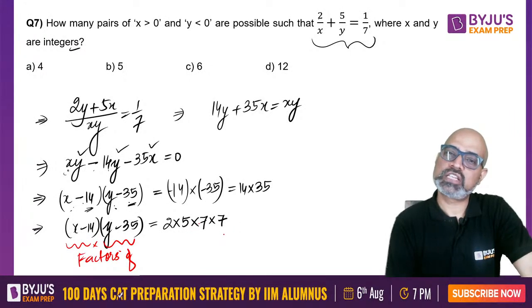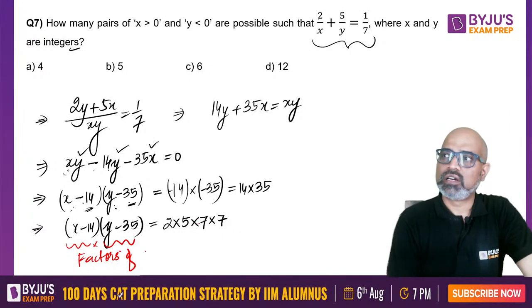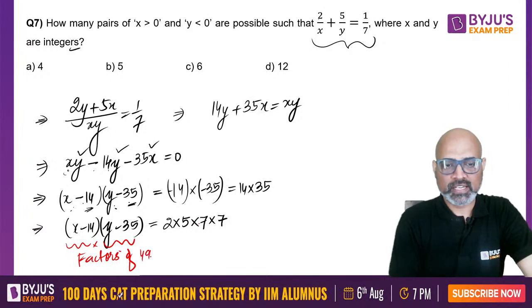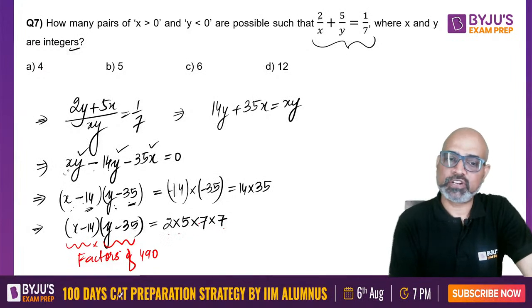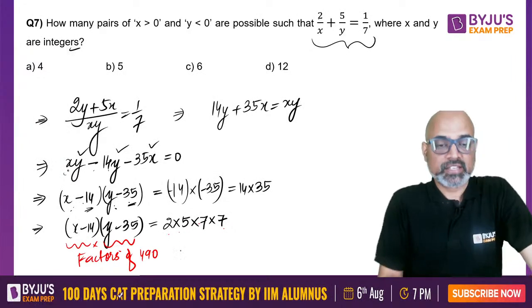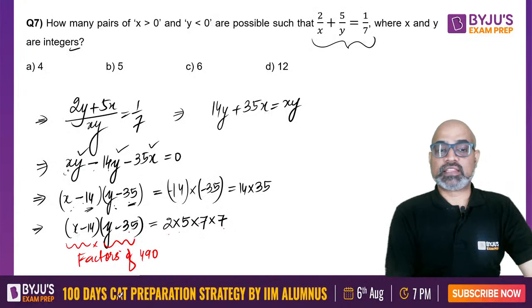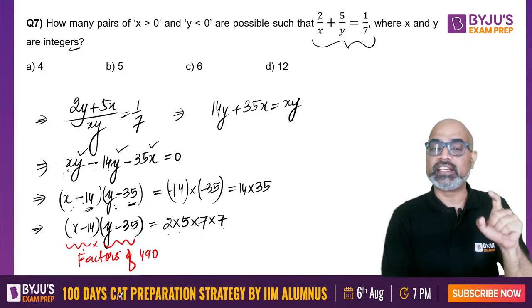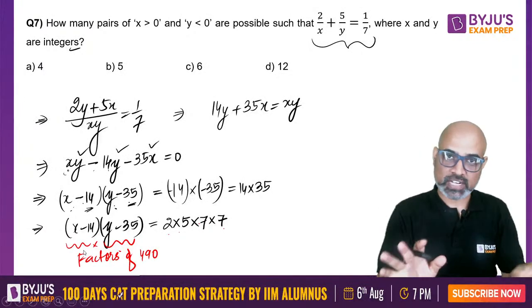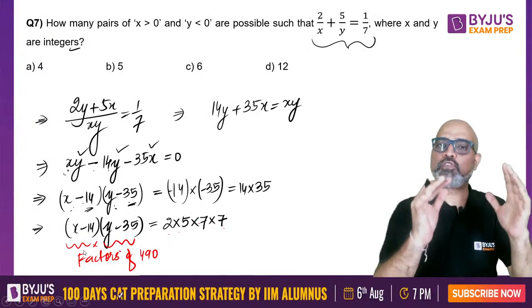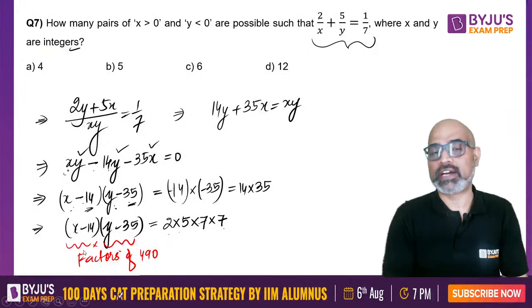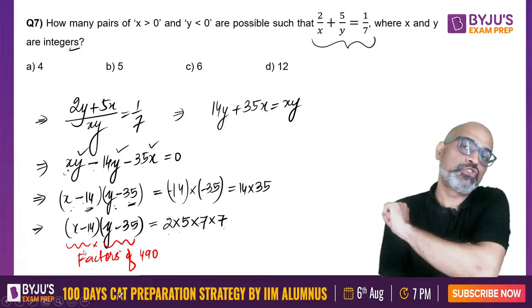2 into 5 into 7 into 7 कितना होता है? 490. 7 into 7 is 49. 2 into 5 is 10. 49 into 10 is 490, right? So these two have to be factors of 490. Please understand, x is not a factor of 490. X is some number minus 14. That bracket is going to be a factor of 490, and same is true for y minus 35.